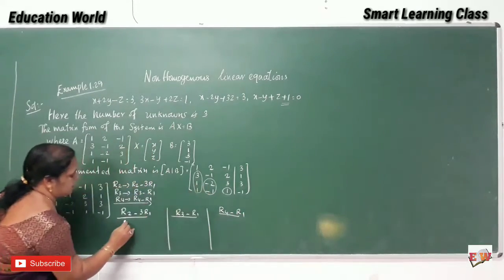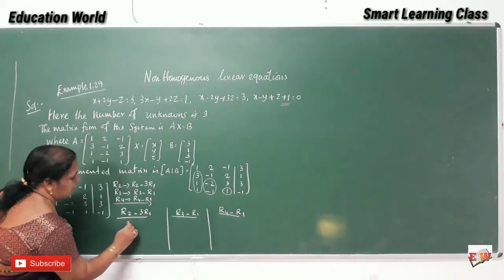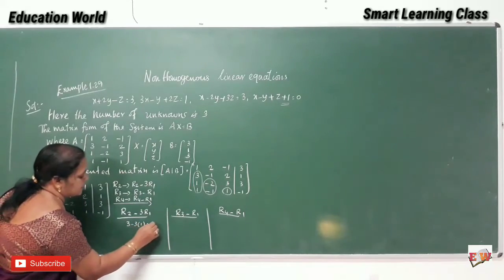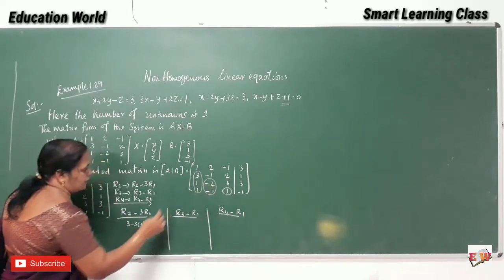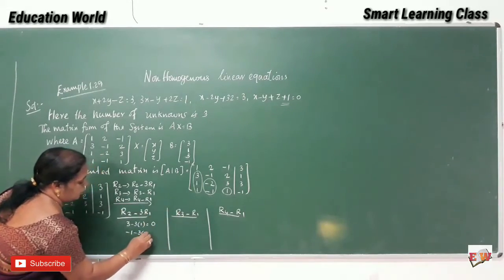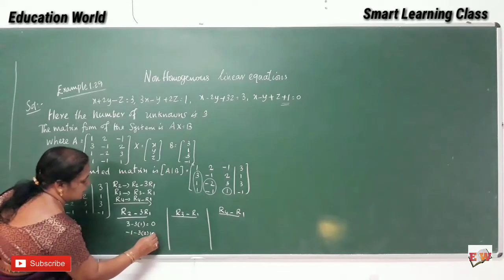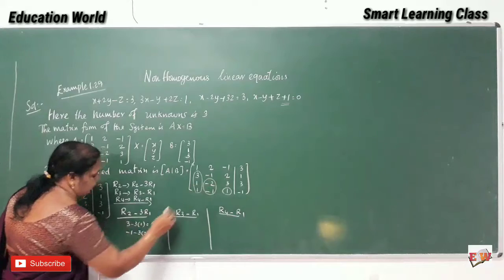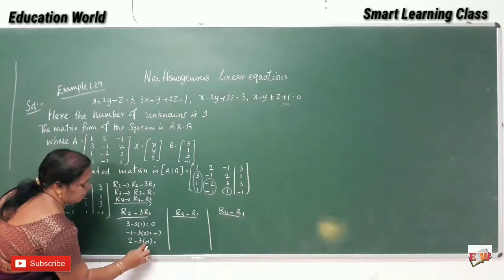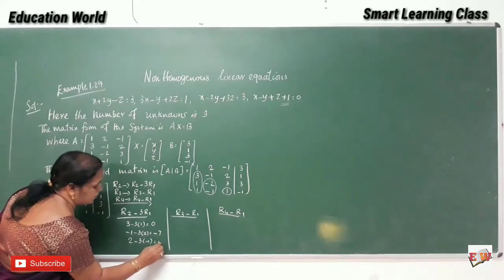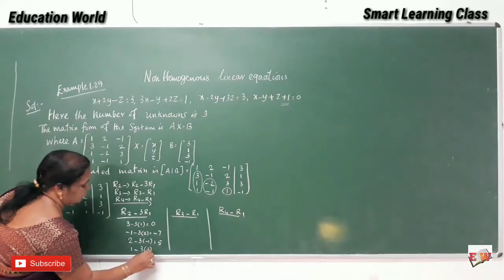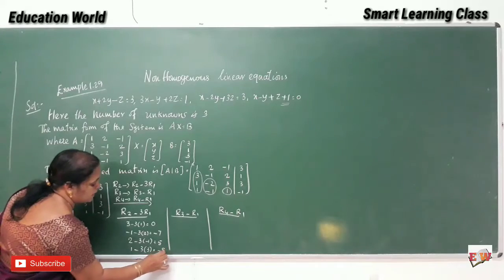See R2: 3 minus 3 into 1 is 0. Second entry: minus 1 minus 3 into 2, so minus 1 minus 6 is minus 7. Third one: 2 minus 3 into minus 1, so 3 plus 2 is 5. Here 1 minus 3 into 3, 1 minus 9 is minus 8.